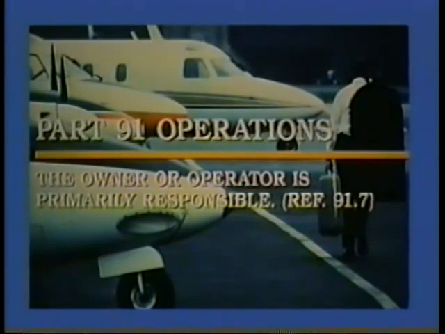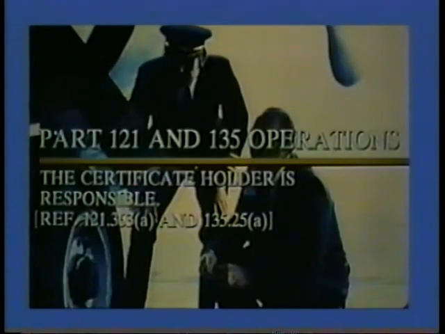Another question. Who is primarily responsible for keeping the aircraft in an airworthy condition? For Part 91, General Aviation Operations, the owner or operator is primarily responsible. But for Part 121 and 135, Air Carrier Operations, the certificate holder is responsible.